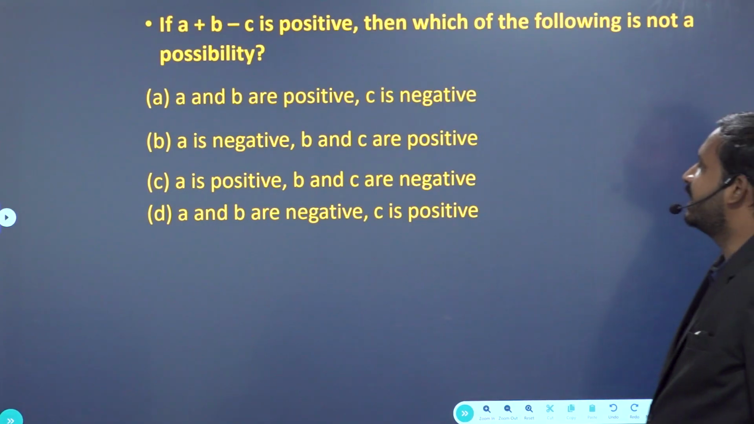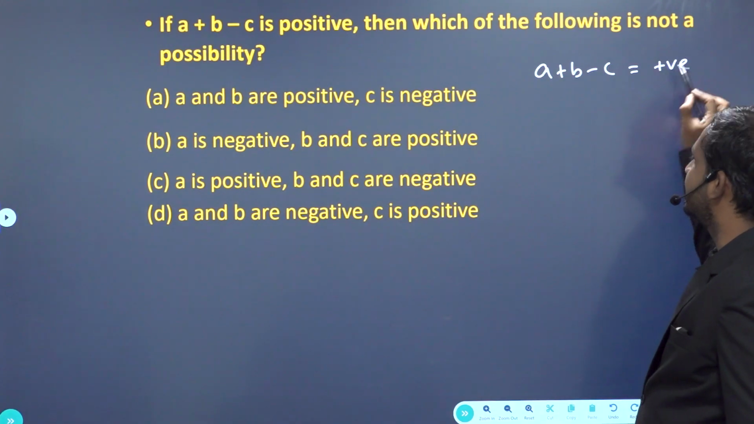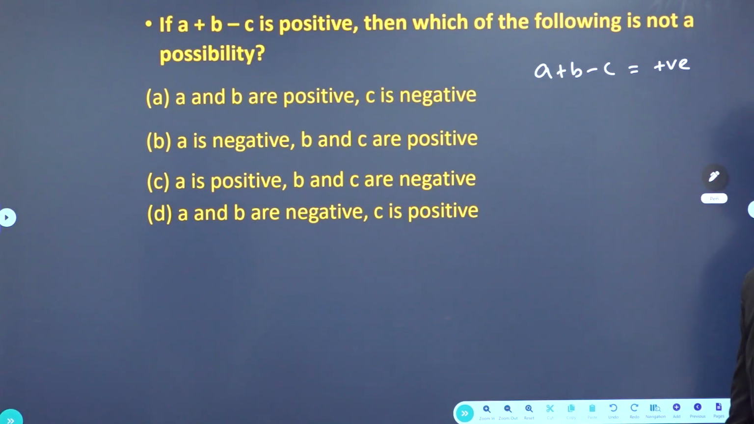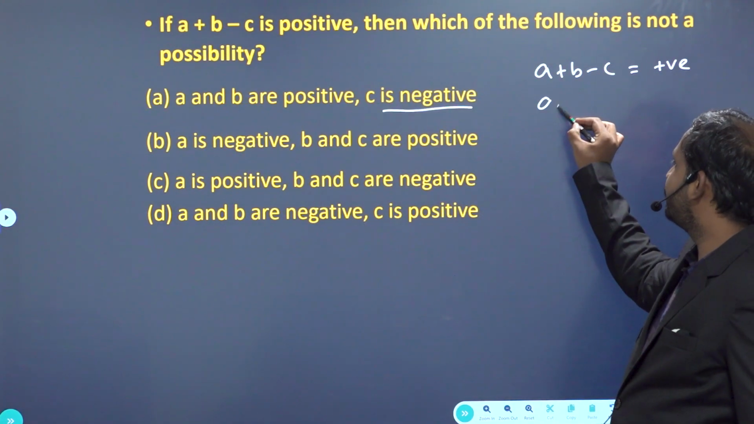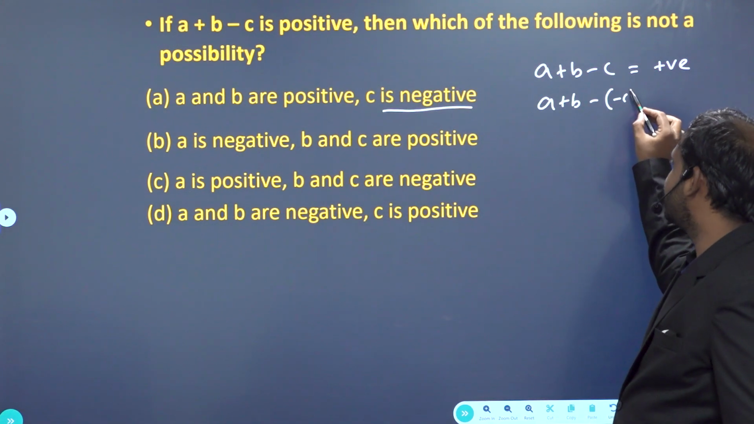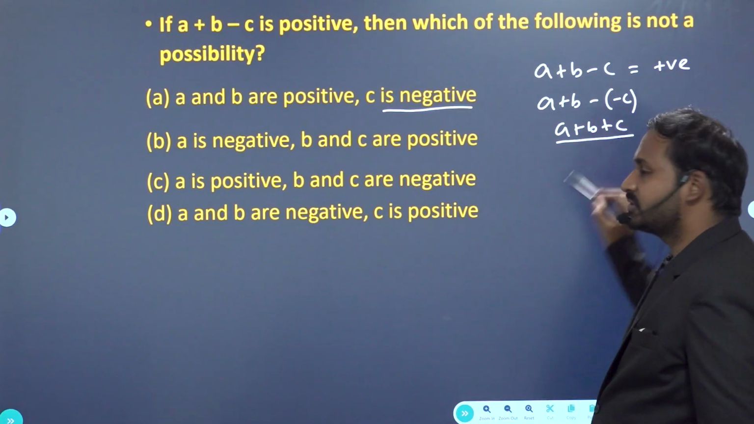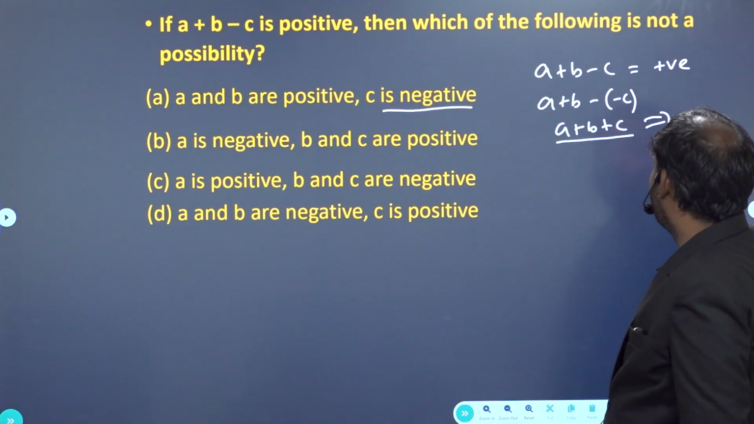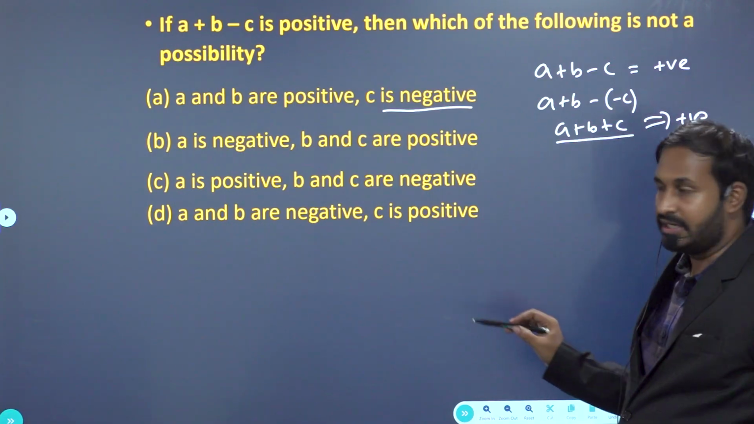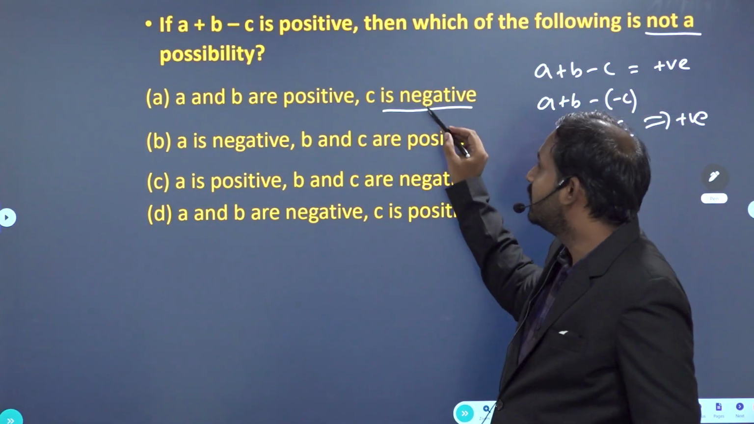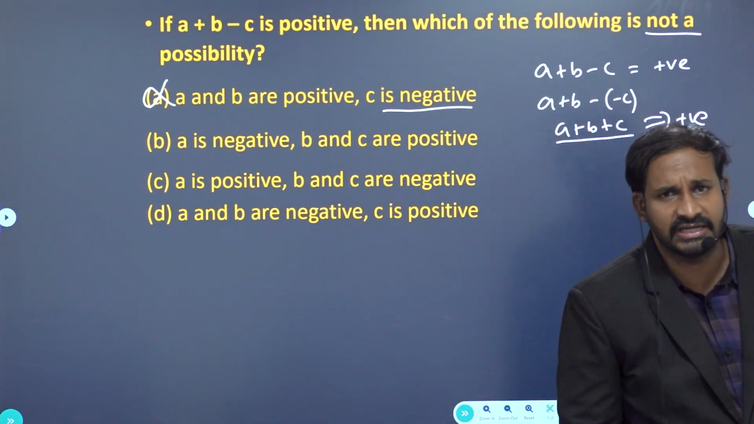Next. A plus B minus C is positive. A plus B minus C, the output is positive. They are asking, which of the following is not a possibility? Now see here, A and B are positive, C is negative. If C is negative, then what happens to this? A plus B plus C, all are positives, right? So the result also will be positive. Yes, there is a possibility, but they are asking for not a possibility. So actually this is correct, but this is not our answer.